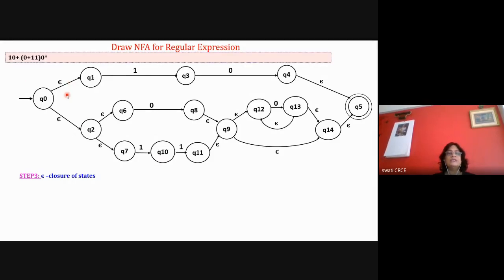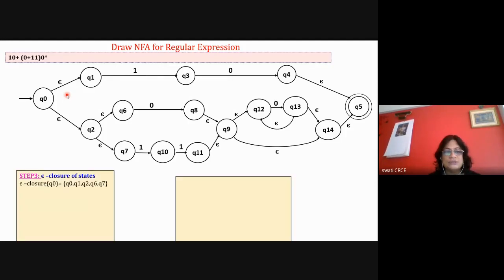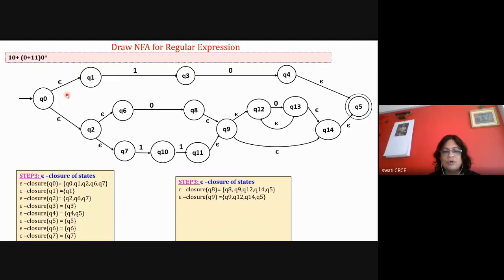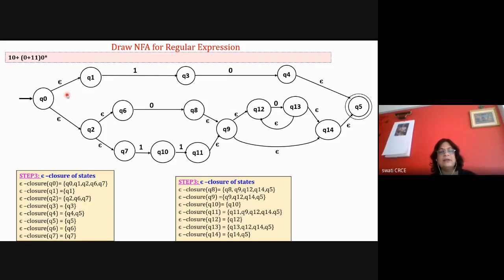So now I'm talking about the second type of problem, that given a regular expression, draw NFA with epsilon. Okay, so what you have to do, first step is to draw the NFA. Then find out all the epsilon closures. Find out all the epsilon closures for all the states and make the table, keep it ready.